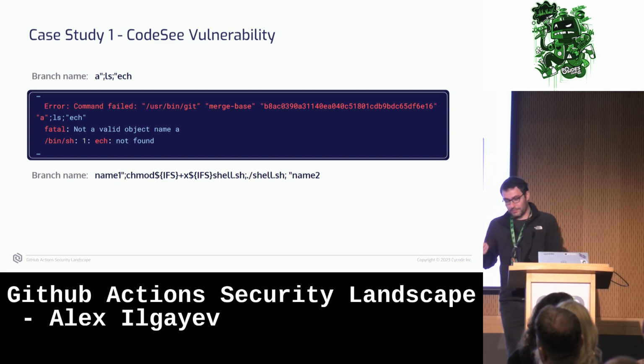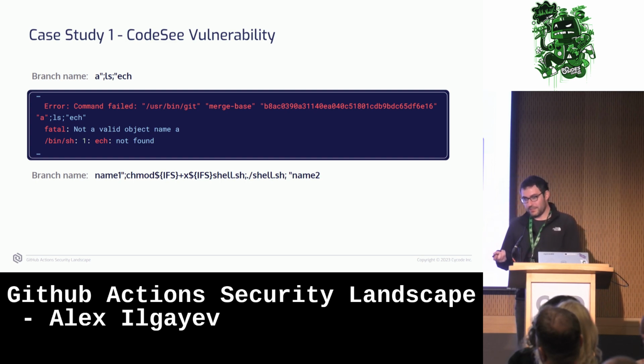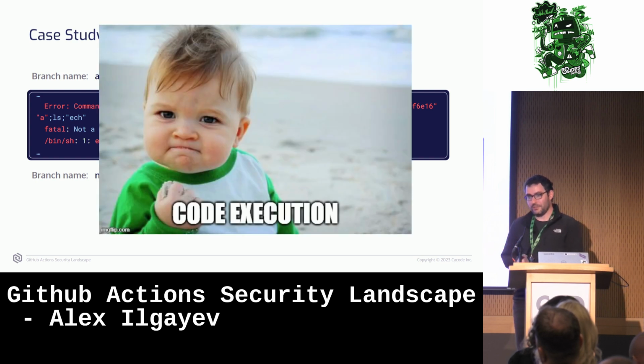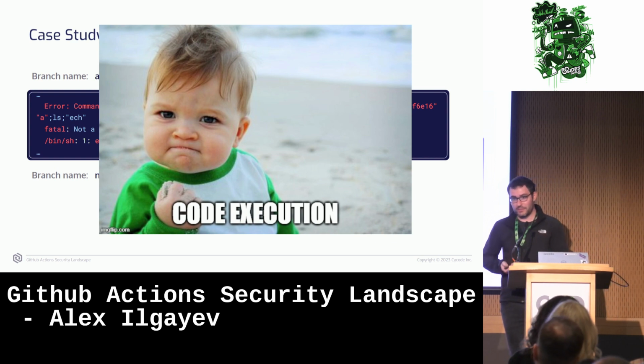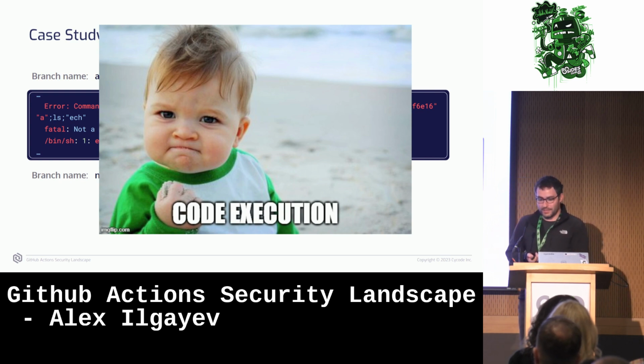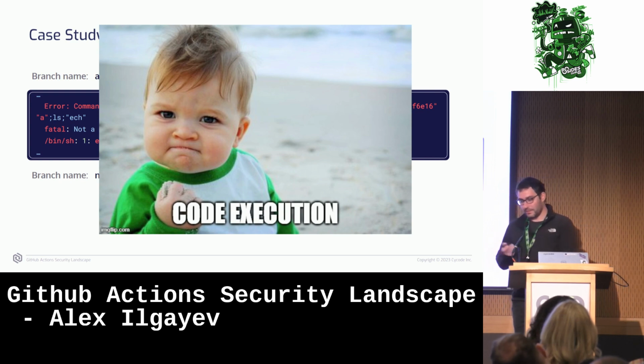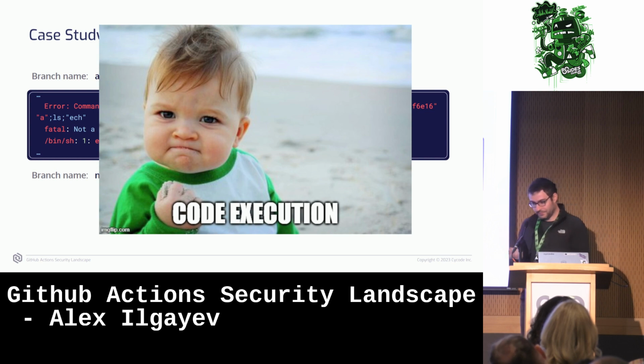So if I give Codecov this branch name, what do I get? I get a code execution. Because they weren't sanitizing it properly, the branch injection, I managed to execute my own desired code, practically whatever I want.